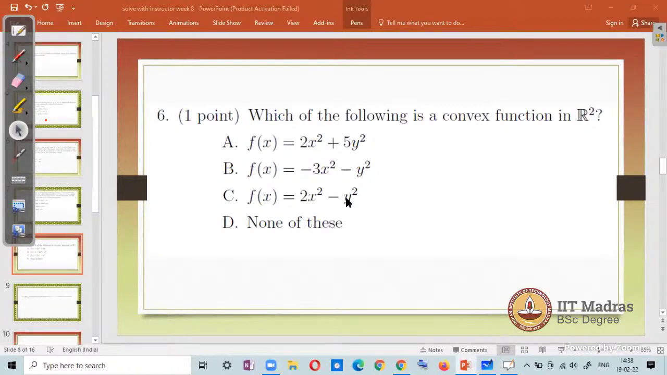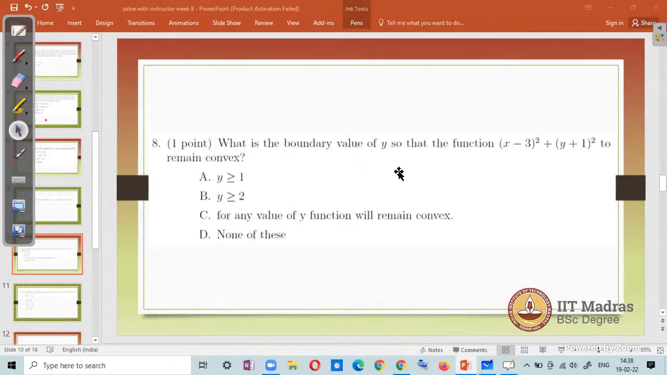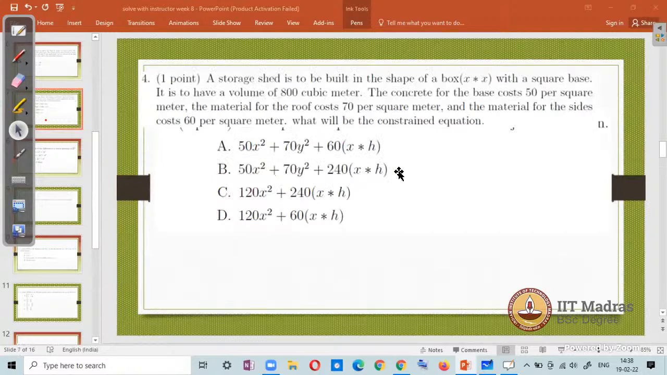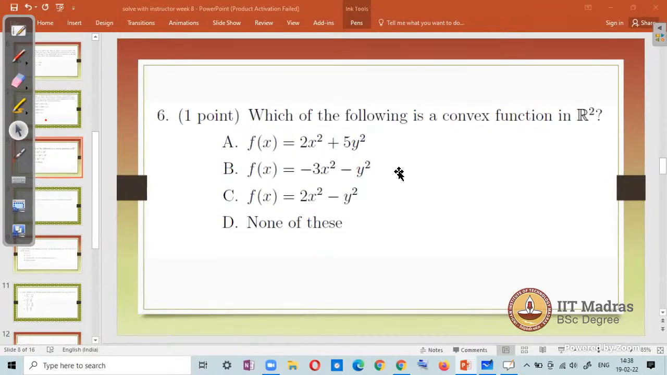Okay, so what about this question here? Is anyone still trying? In this question, option A, option C, option C. Yeah. The ideal way which I feel is to just create the Hessian matrix and check that.